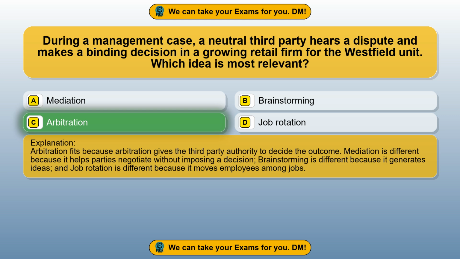Arbitration fits because arbitration gives the third party authority to decide the outcome. Mediation is different because it helps parties negotiate without imposing a decision. Brainstorming is different because it generates ideas, and job rotation is different because it moves employees among jobs.